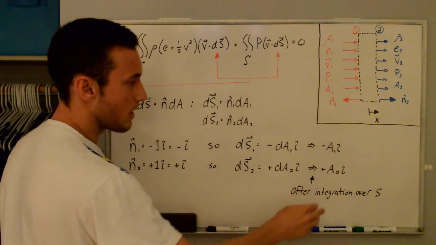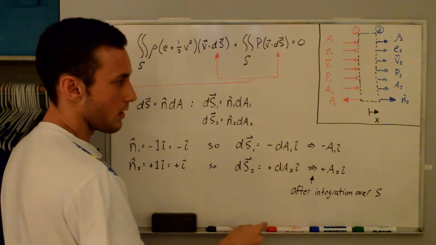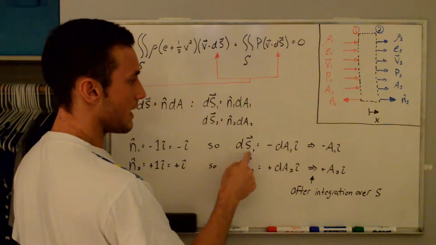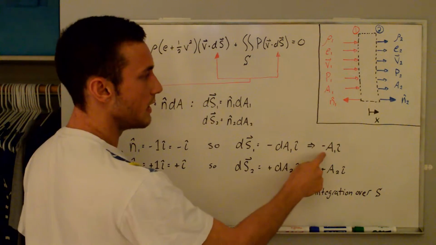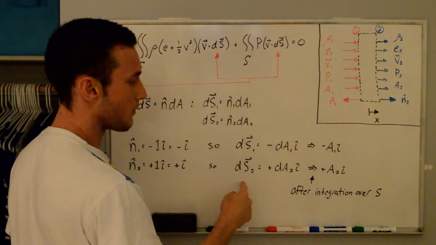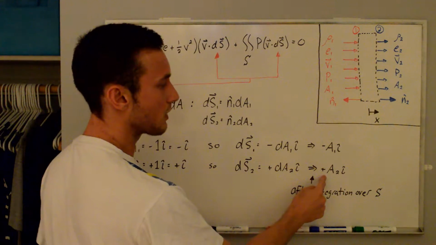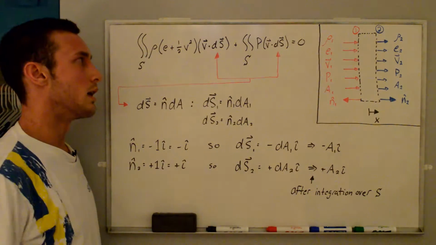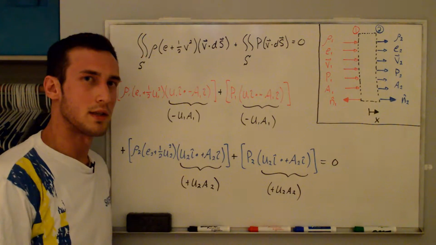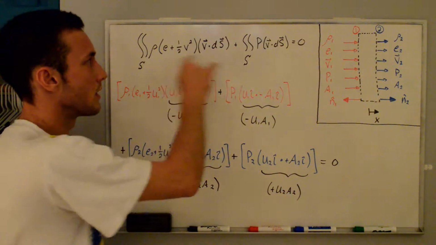And after we do the integration over the surface area, we end up with the dS1 integrated over the control surface at 1 being negative A1 i, and then the same for dS2 after integration is going to be plus A2 i. And so we can move on and plug these into the integrals up here. Now let's look at the actual integration, breaking these two terms up.